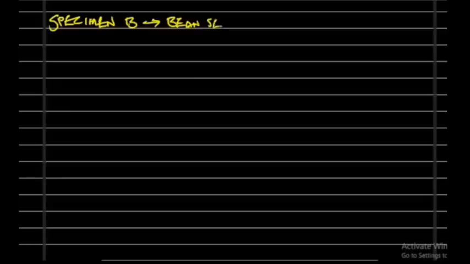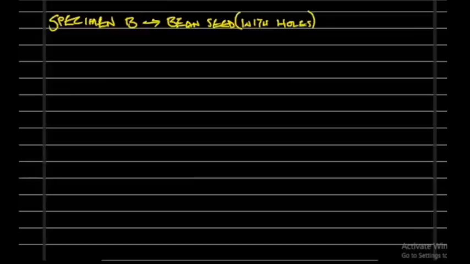So moving to this next specimen now, our specimen B. Our specimen B is the bean seed with holes. That is our specimen B. So what do we have to say about our specimen B, the bean seed that has holes?